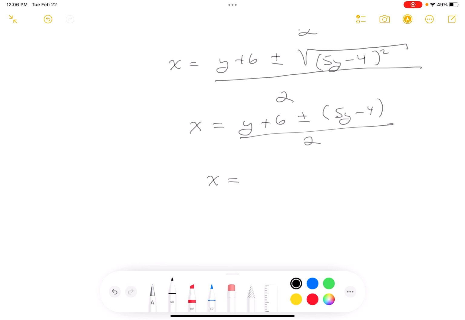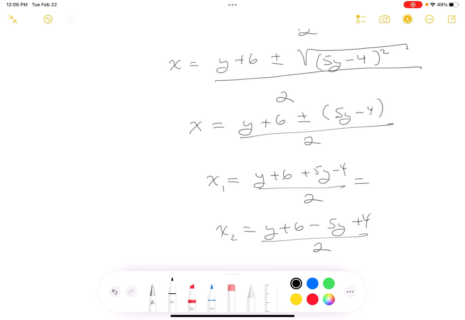What do you get here? Well, you get y plus 6 plus 5y minus 4 over 2. I'll call that the first one. The second one is going to be y plus 6 minus 5y plus 4 over 2. I have to do that. Well, you get 6y over 2 is 3y. You get 6 minus 4 is 2. That would be plus 1.